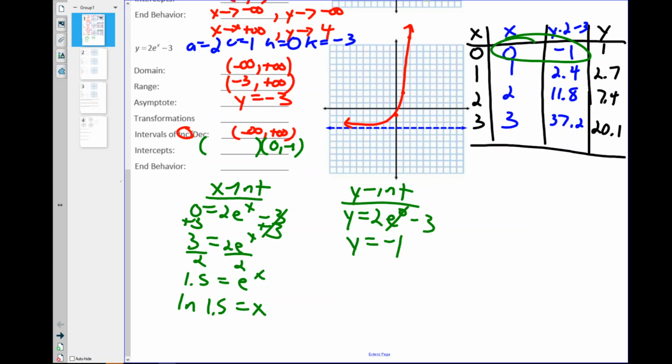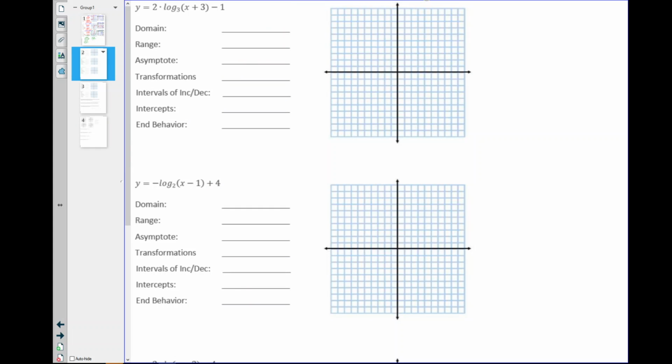0.41? No, that's fine, 0.40. I think I even like ln of 1.5 if you just leave it exact better. For the purposes of physically graphing it, yeah, you need to round because you need to know where those points go. But for the purposes of finding an intercept, if we're just doing it algebraically, you might as well just leave it like that. Okay, other page.